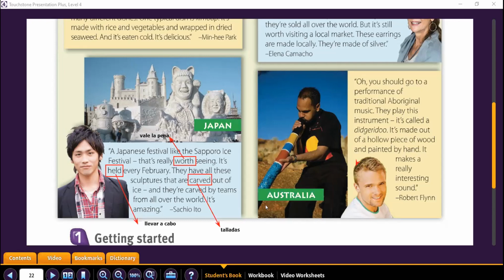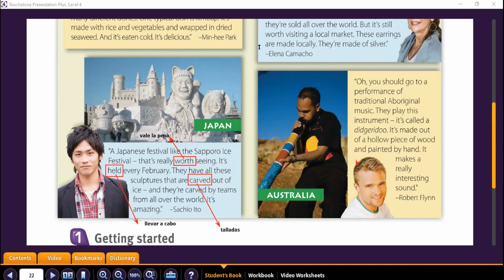Please, can you help me reading Australia's part, please? Galito, help me reading this part of Australia, please. Hello, teacher. ¿Me escucha? Yes.